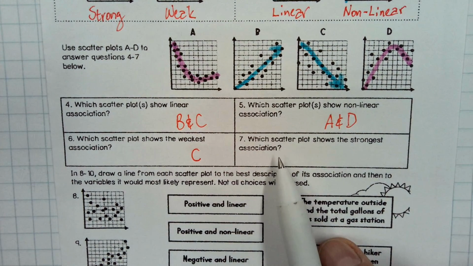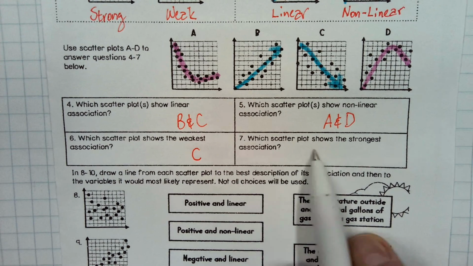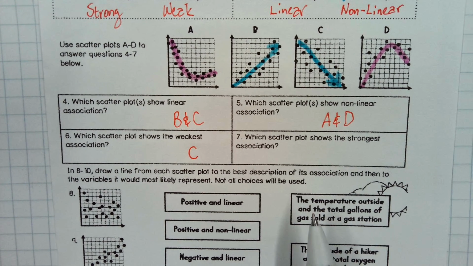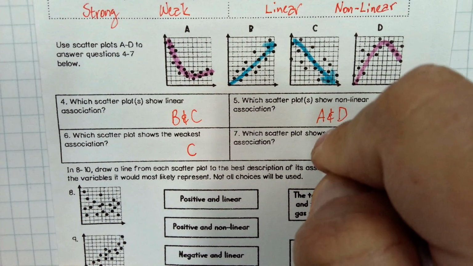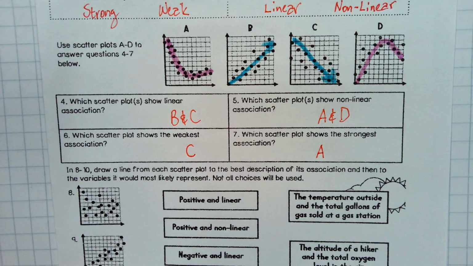Okay, I think this next one will be pretty obvious though. Which scatter plot has the strongest association? A, yeah, they're most tightly packed for A.